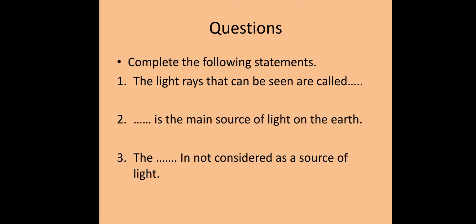Now, we have some easy questions to answer. Complete the following statements. First, the light rays that can be seen are called dots. Second, dots is the main source of light on the earth. Third, the dots is not considered as a source of light.